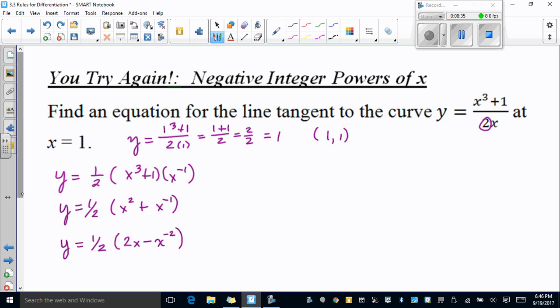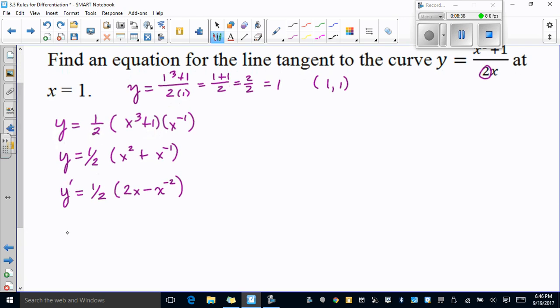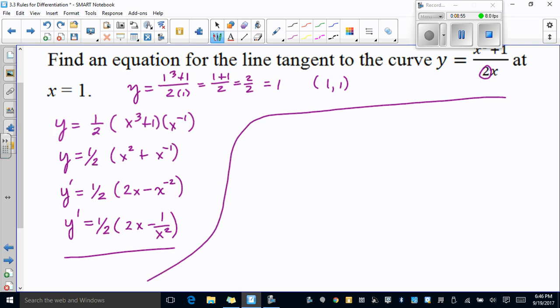And then rewrite it in the format of how we can use it. So y prime equals 1/2 times 2x minus 1 over x squared. There's our derivative. Okay, but that's not what they asked us for. They asked us for a line tangent at this point, so I need my slope. So m equals 1/2 times my derivative at 1, so 2 times 1 minus 1 over 1 squared.